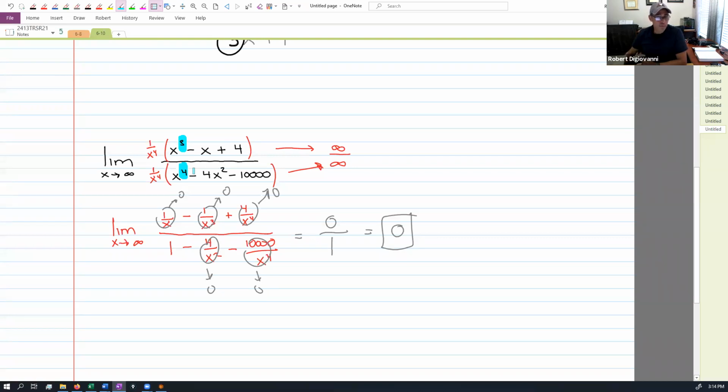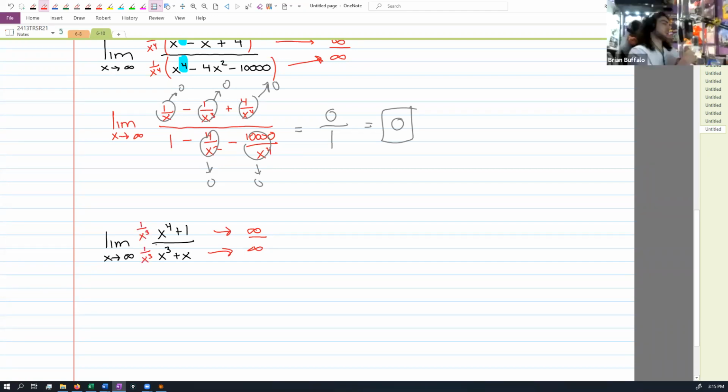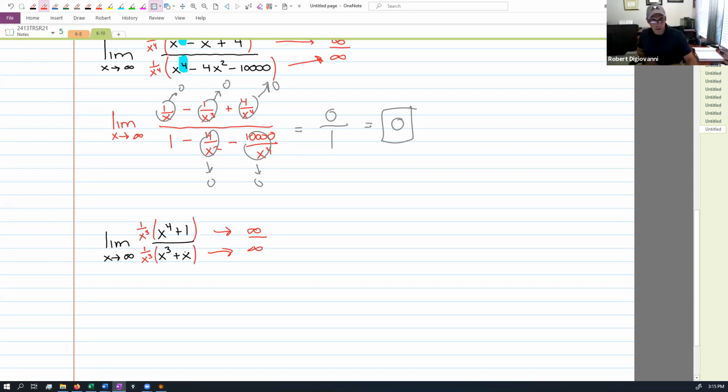Does anyone remember what happens when the numerator's power is bigger than the denominator? So what would happen if I did something like this? Infinity over infinity. Come through with 1 over x cubed. What do you mean in college algebra? If your numerator's degree is bigger than your denominator's degree, you have no horizontal asymptotes.